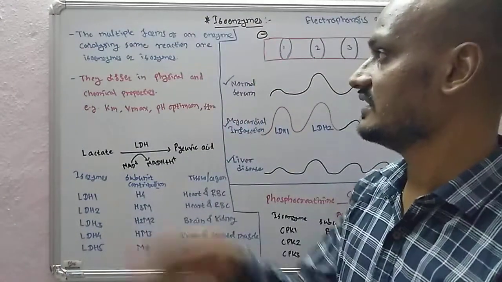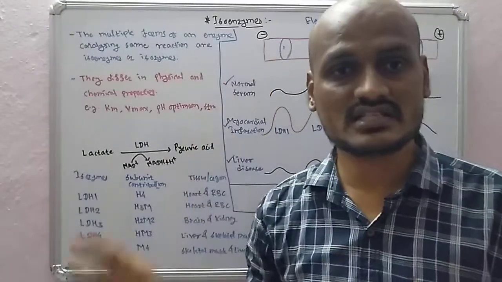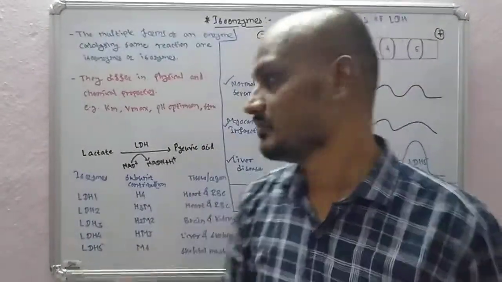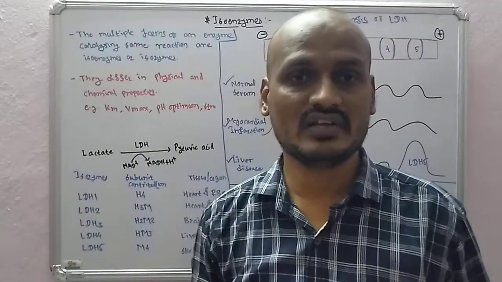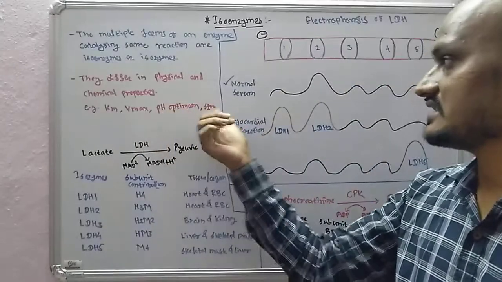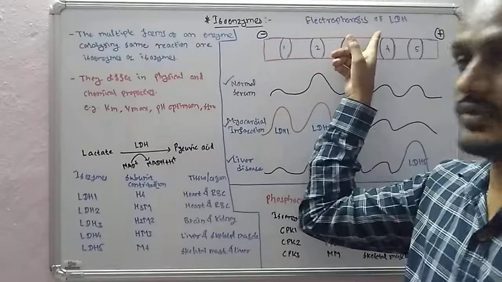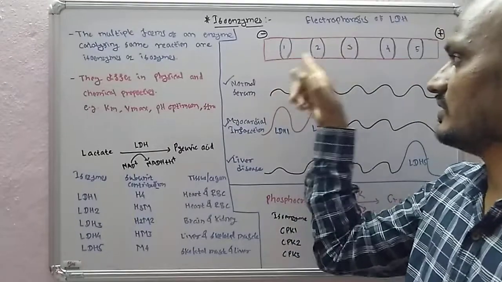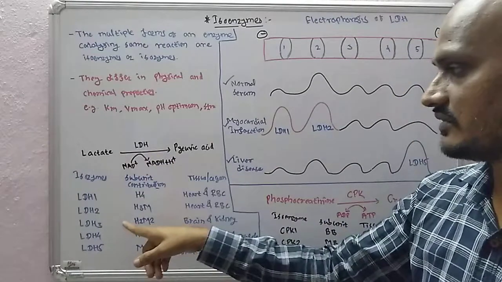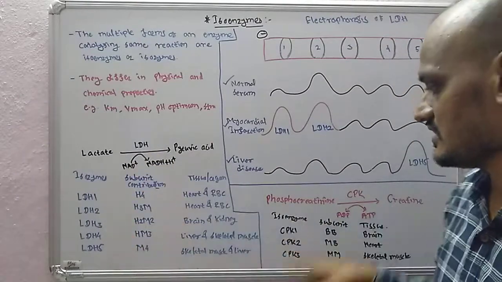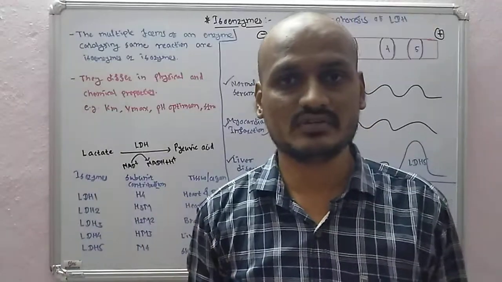Here we learn that isoenzymes are different forms of an enzyme which catalyze the same reaction, but they may have different physical and chemical properties. Km values, Vmax values, optimum pH and structure can be different, and electrophoretic mobility can be different. Electrophoretic mobility is also important, because we can separate the proteins and see the peaks for the five LDH isoenzymes and the CPK isoenzymes. So that's it for today's class.